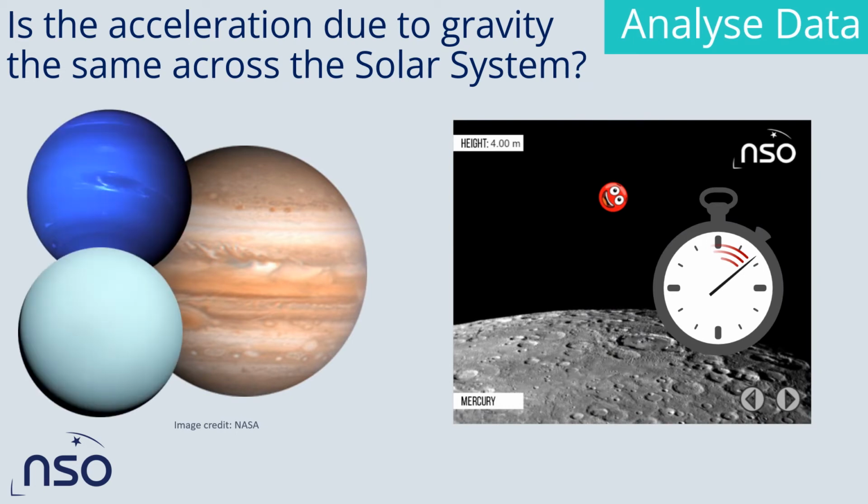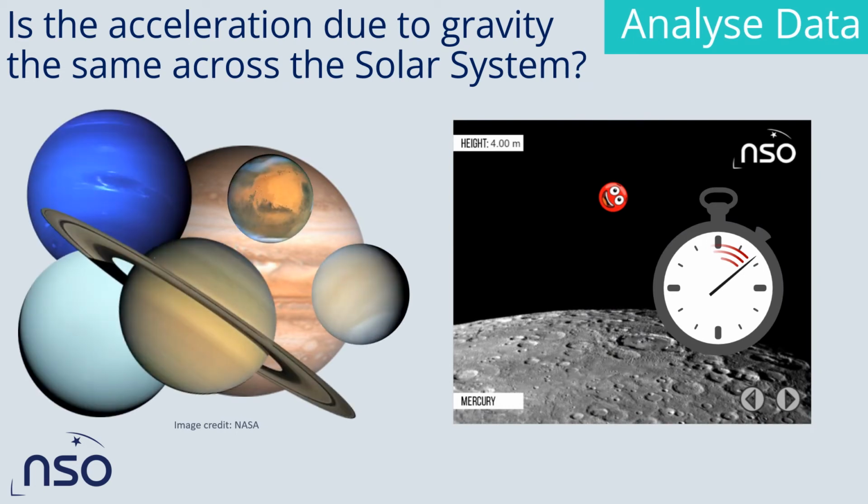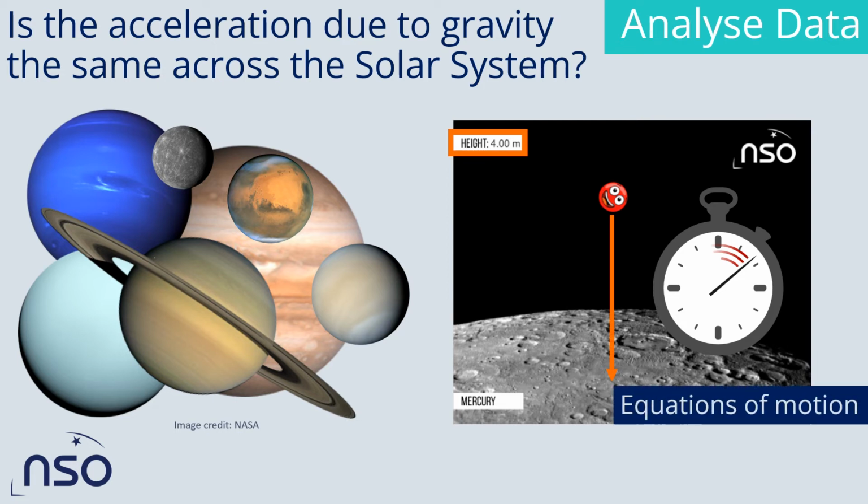Our investigation is to find out if the acceleration due to gravity is the same across the solar system. From your results, you will work out an average time for each location. You also know the distance the ball travelled, which was the height you dropped it from. For an object like our ball travelling in a straight line with a constant acceleration, we can use the equations of motion to find the acceleration. Here comes the maths.